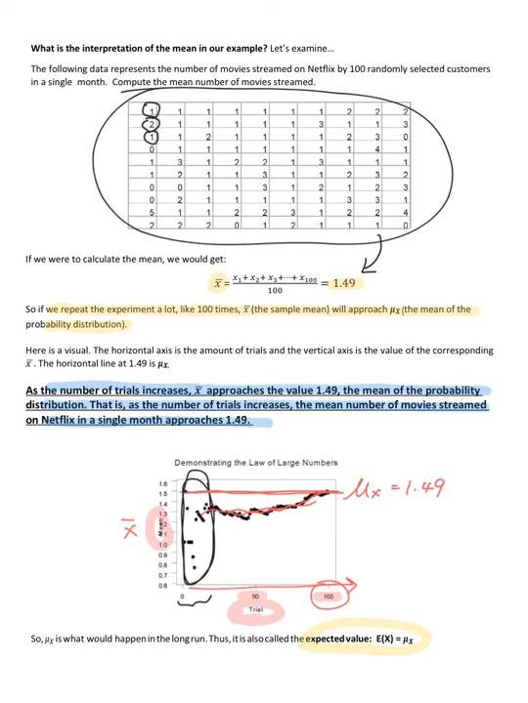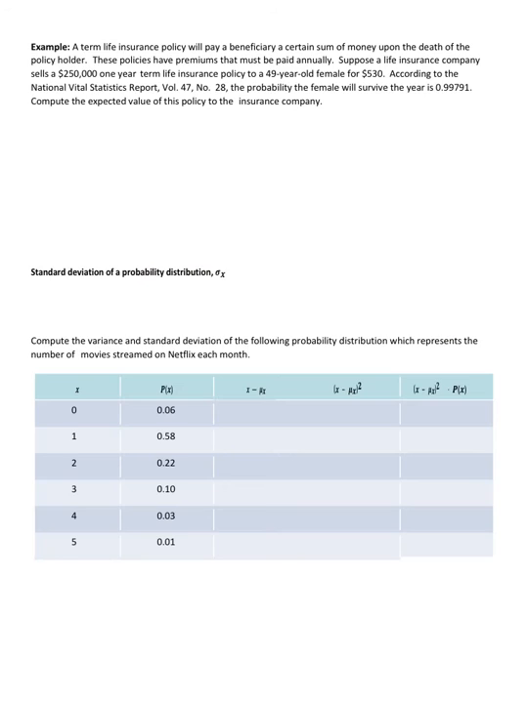Expected value. So mu of x is the value that we would expect to get in the long run. And we will use E of x for the expected value, this notation, E of x. Okay, so let's look at an example using the expected value.